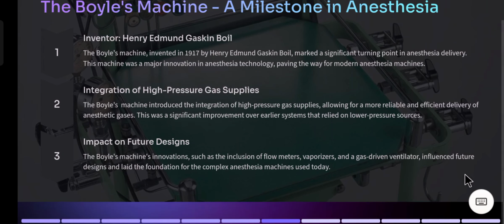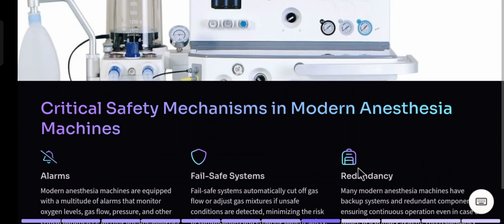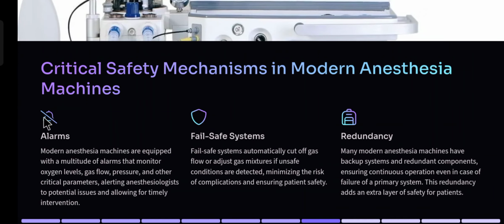Slide 7. Critical safety mechanisms in modern anesthesia machines. Alarms. Modern machines have alarms to monitor oxygen levels, gas flow, pressure, and other parameters, alerting anesthesiologists to potential issues for timely intervention.